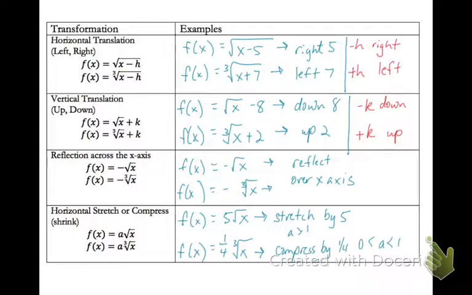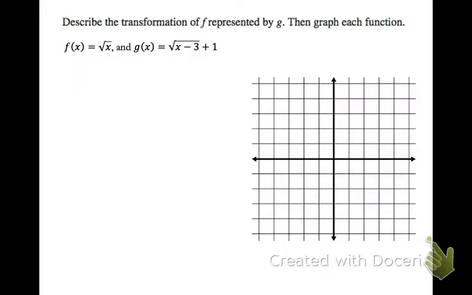And then notice that that value also needs to be positive. So that a value is less than 1 and at the same time greater than 0. All right, now let's use these transformation generalizations and our knowledge of the parent graphs to graph these transformations.